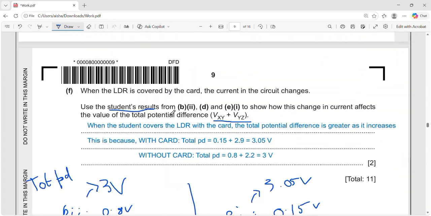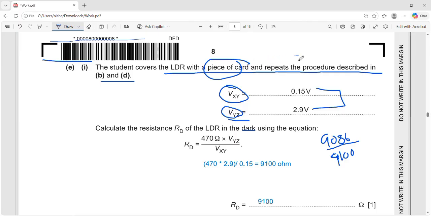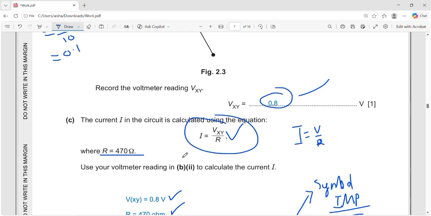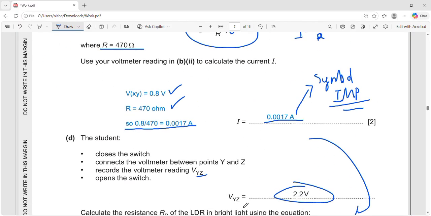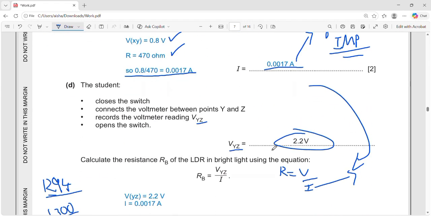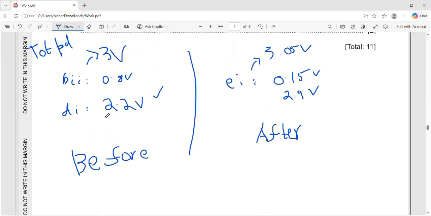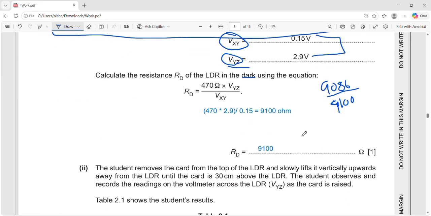So we're asked to compare before and after the lid. Okay, at this point was where she added the card or the lid, and before all of this there was no lid. So if you notice the before, you will see that VXY was 0.8, since we need to know VXY and VYZ. So VXY was 0.8 and then VYZ was 2.2. Before it was 0.8 and 2.2, and then afterwards when you go over here, after she added the lid, it was 0.15 and 2.9.